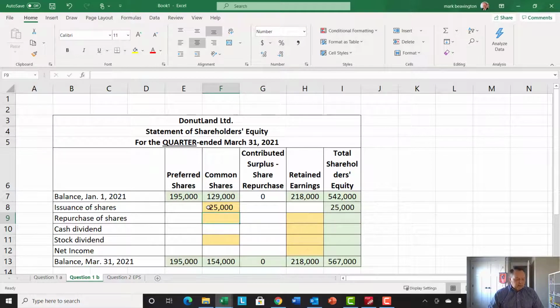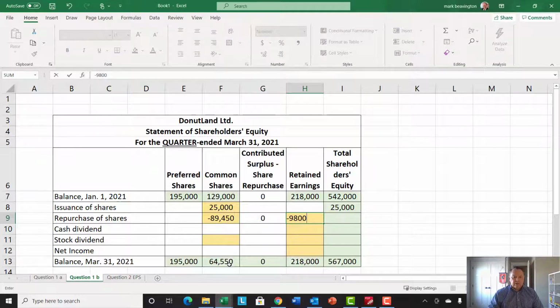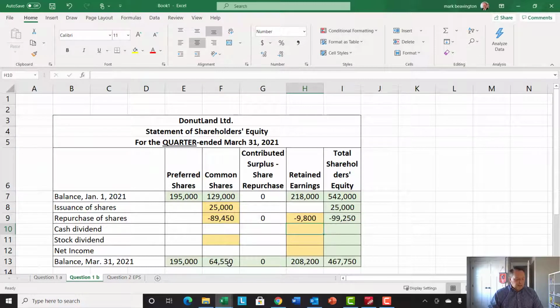On the repurchase of shares, we actually had a couple. The grand total you're going to find is 89,450, and that would reduce the amount of common shares by that. We had some stuff through this account, but it ended up being zero in the end. But on that last entry, there's a $9,800 debit to retained earnings. So your total amount here, impact on the shareholders' equity accounts, is $99,250. Then we had a cash dividend, and it was $150,000.